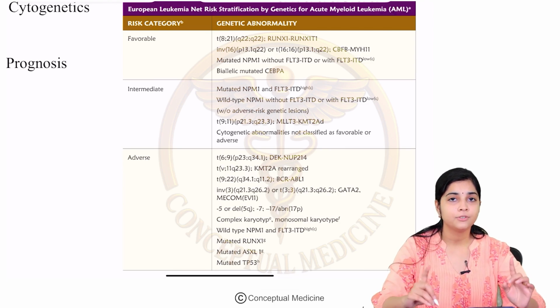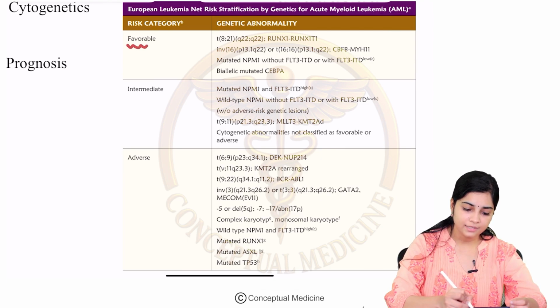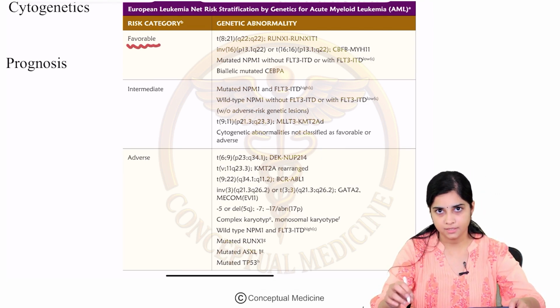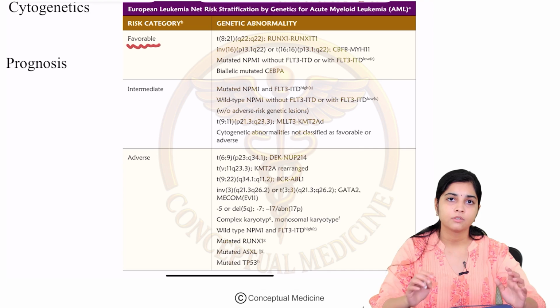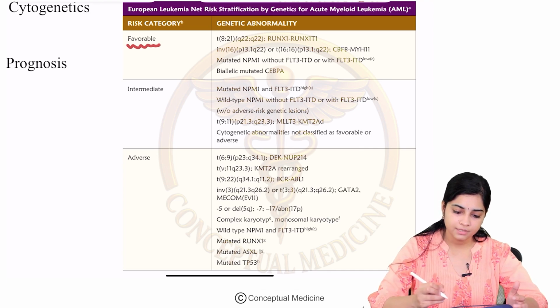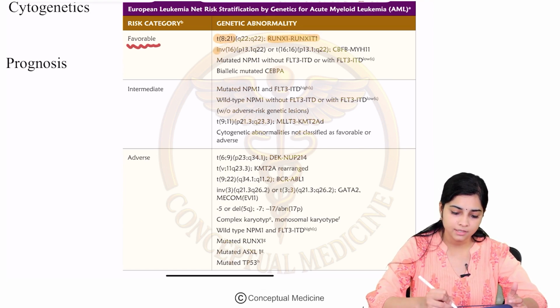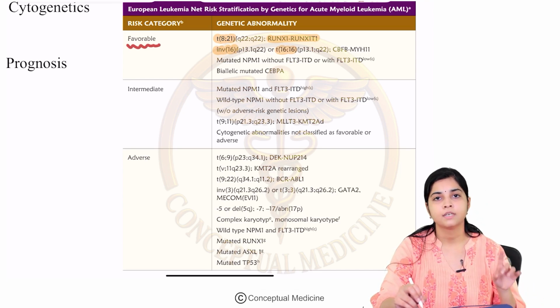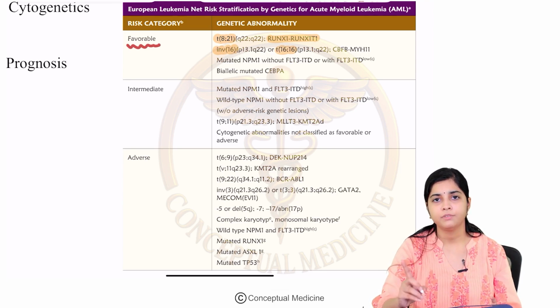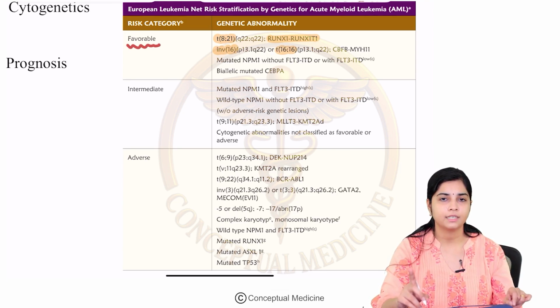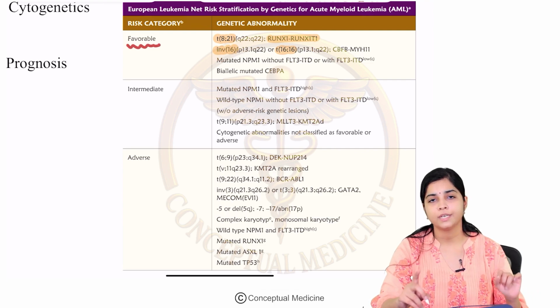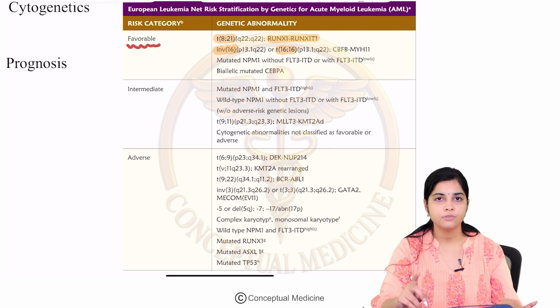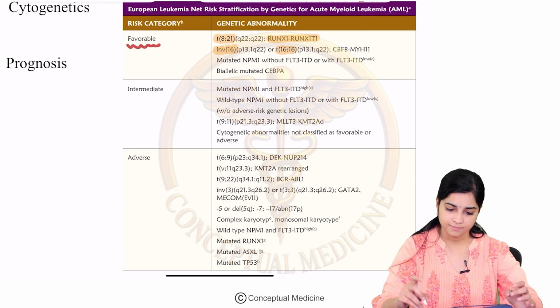You may not be able to remember everything, but try and remember the favorable risk factors. So remember which chromosomal changes or mutations have favorable risk. Translocation 8;21, which is RUNX1-RUNX1T1, inversion 16 and translocation 16;16 are usually considered to have a favorable prognosis. Where had we seen these same numbers? We had seen this as a part of AML with recurrent genetic abnormalities, correct? So AML with recurrent genetic abnormalities usually has a good prognosis.